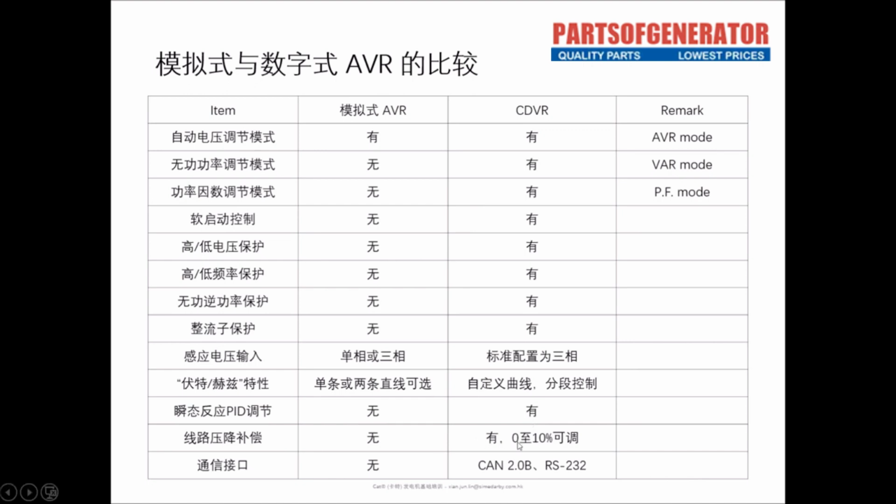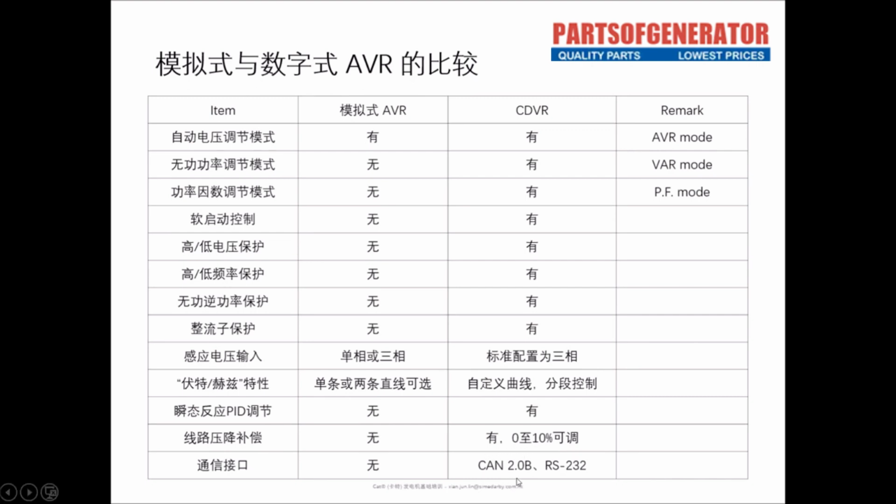There are three other functions of segment control. One is the PID adjustment of transient response. We know that when it comes to automatic control, PID is the most common adjustment method. The others are line compensation and communication interfaces. These three, analog AVRs do not have them. But CDVRs all have them.